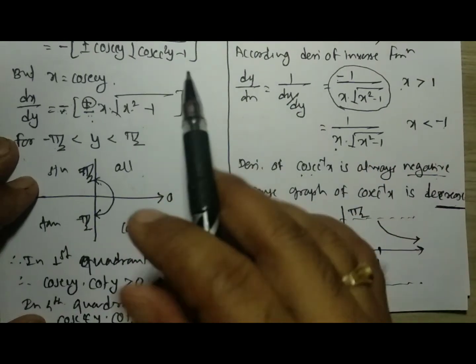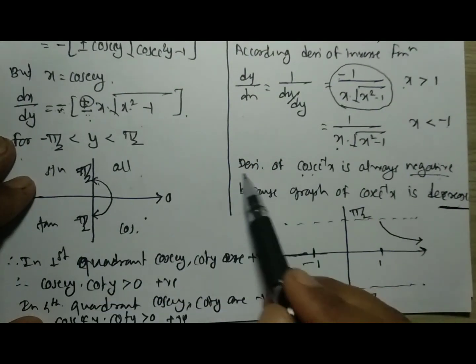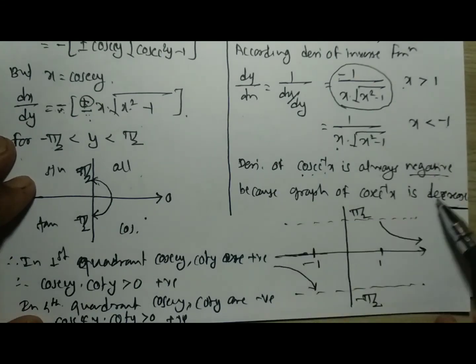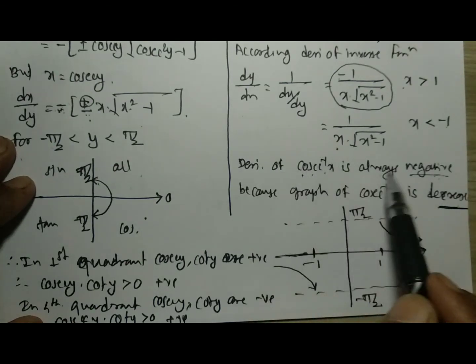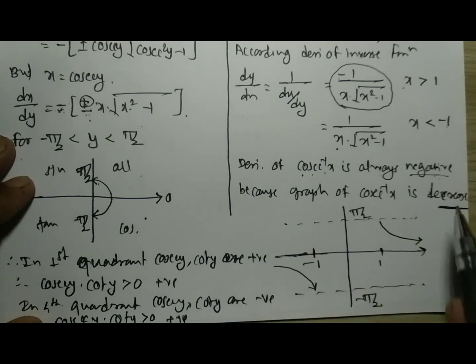In a similar way, consider sec inverse x. The derivative of sec inverse x is taken as positive because the graph of sec inverse x is an increasing one, and the derivative of cosec inverse x is always negative because the graph of cosec inverse is decreasing.